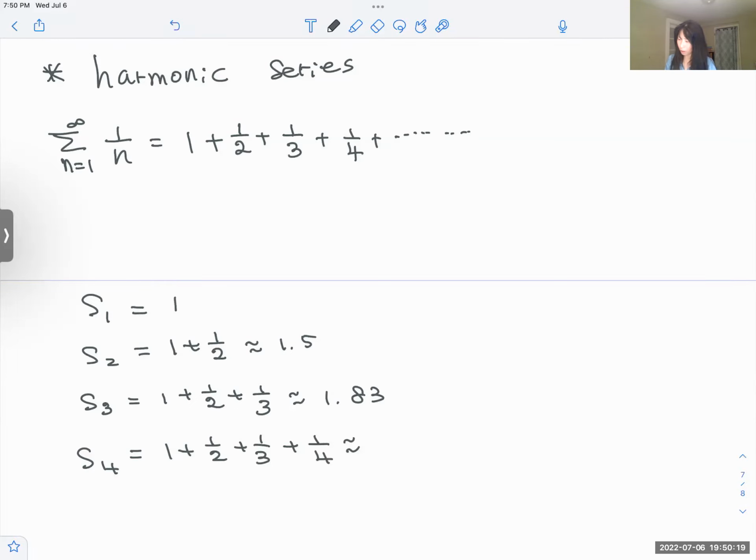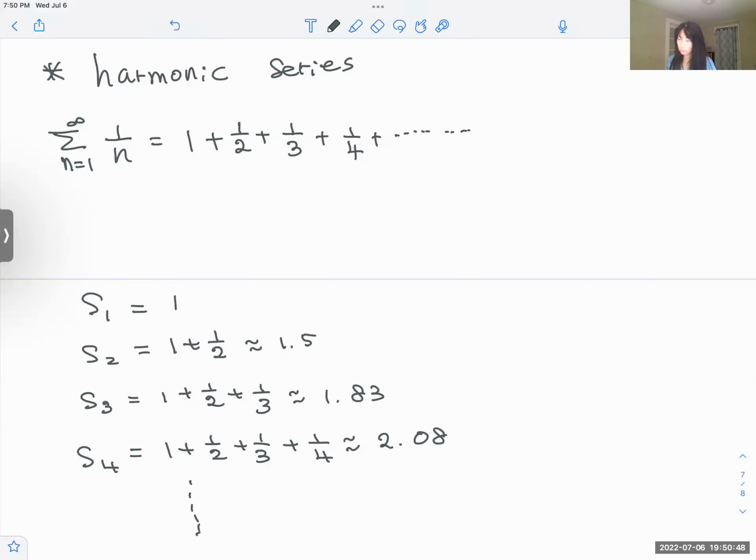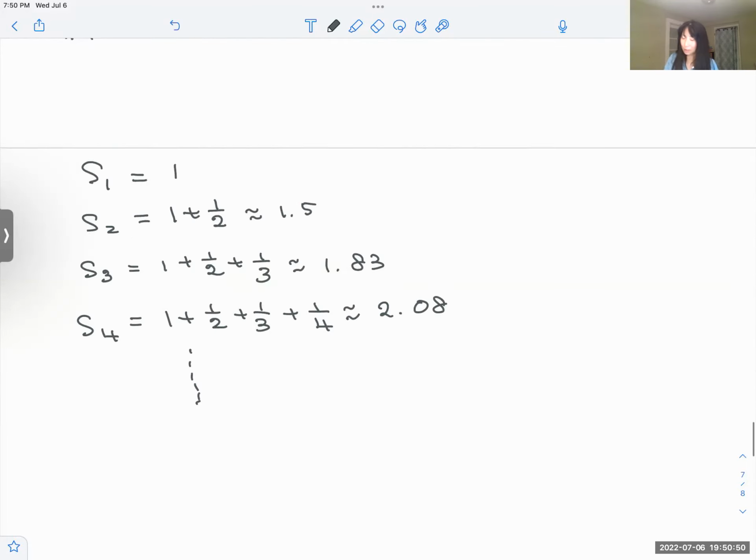Next we get 2.08. Okay, so keep going. Now what can you say? As we add more terms, it approaches what? Infinity. Infinity means it diverges.